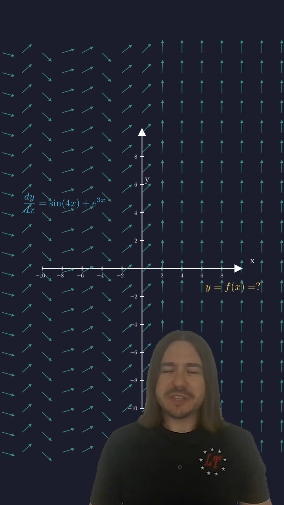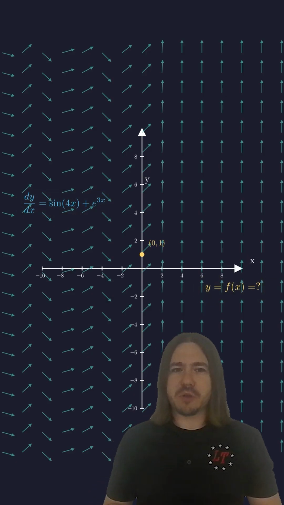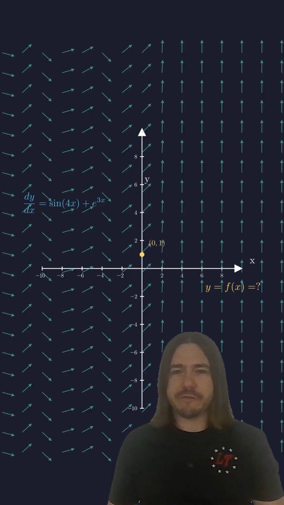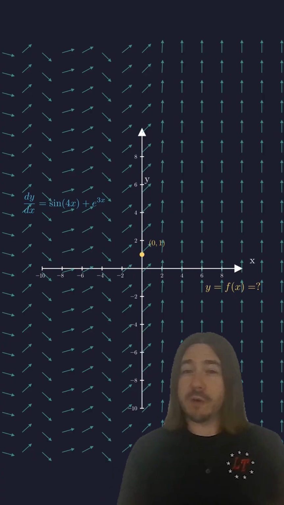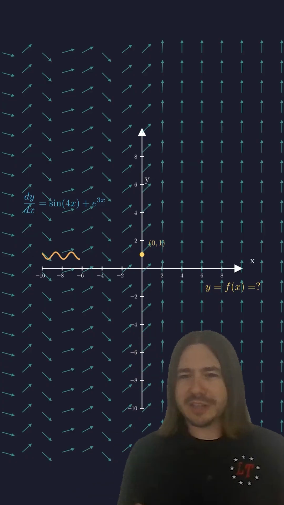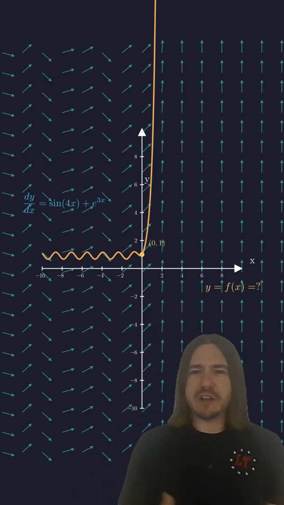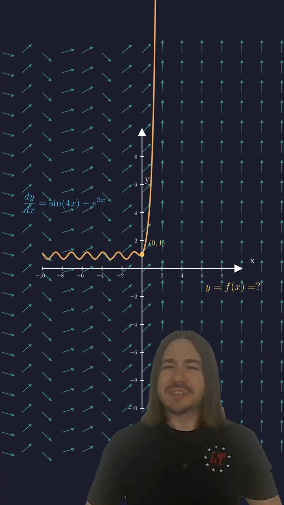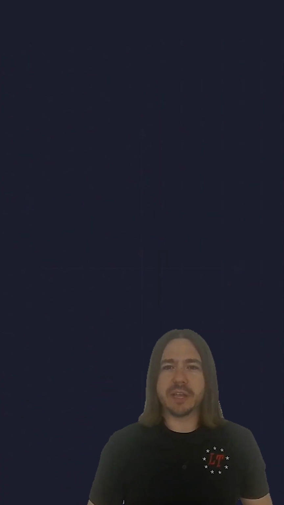Now, the solution that we're interested in must pass through this point (0, 1). And we'll find exactly what that function is. But just to give you a little preview of what the graph looks like, let's take a look here. It's going to look like a kind of sinusoidal, periodic function and then shoot up exponentially. So now let's talk about how we're going to find that solution algebraically.